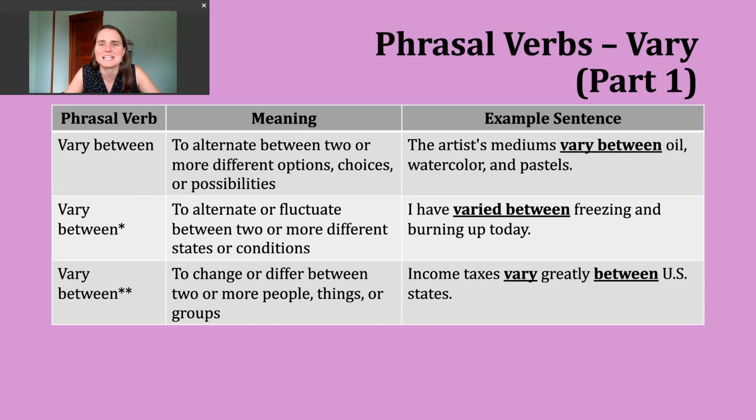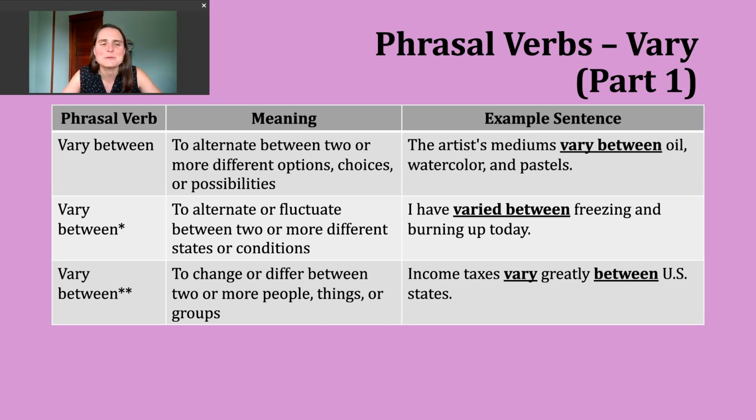Let's take a look at an example sentence. The artist's mediums vary between oil, watercolor, and pastels. So here we've got three different options for creating art, right? Different ways for this particular artist. Now, I should say the artist's mediums vary between is an example of the simple present. Okay? So discussing someone's habit or routine.